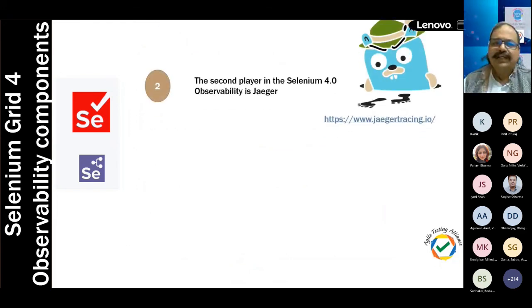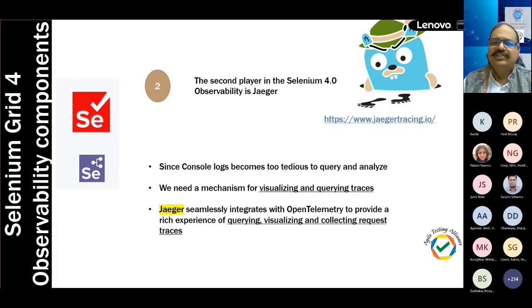The second player in the component that we will be using and setting up today is called Jaeger. Obviously, why do we need a visualization tool? Because analyzing a console log is very tedious. First of all, it keeps on running. We don't have a history of it. We can't compare what happened now versus what was happening 10 minutes back or maybe half an hour back.